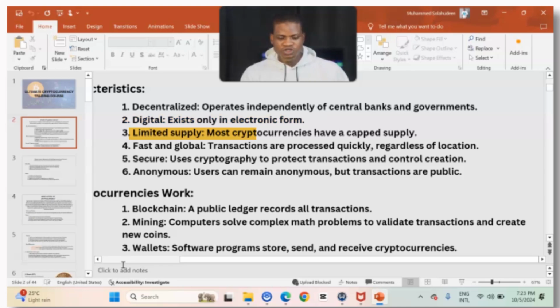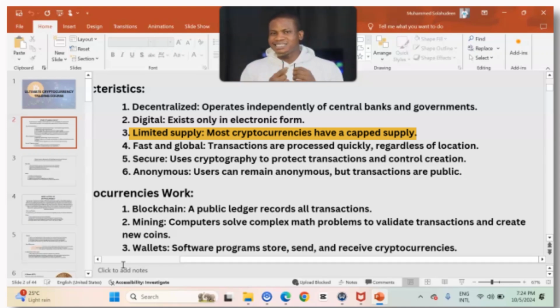The third one is limited supply. Most cryptocurrencies have a capped supply, which means their supply cannot exceed a particular amount. Let's look at Bitcoin, for example. Bitcoin has a limited supply of 21 million Bitcoins. I didn't say $21 million, I said 21 million Bitcoin, which means in the world, you can't have more than 21 million Bitcoins. And out of these 21 million Bitcoins, more than 19 million is already in circulation.